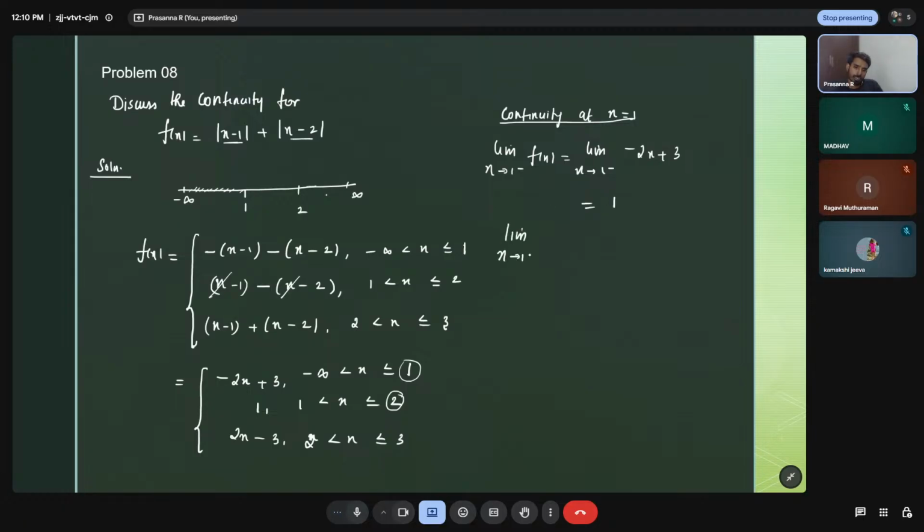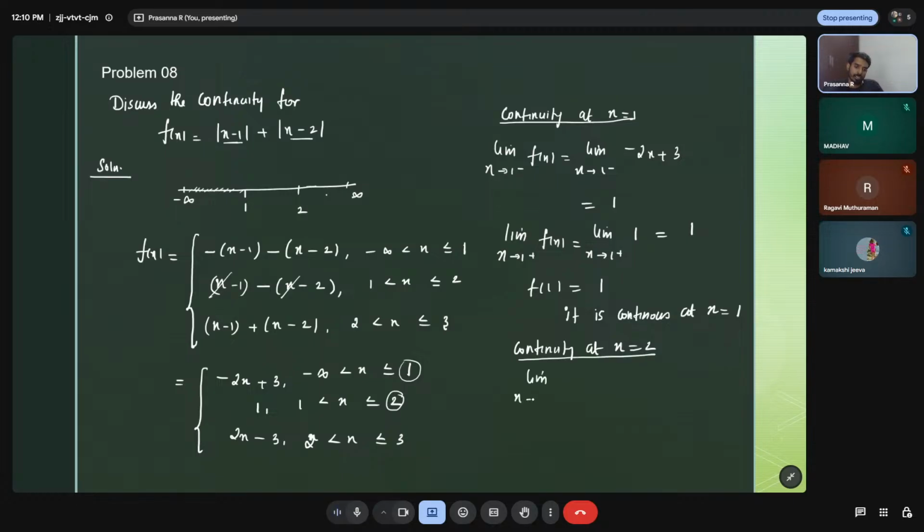Now limit x tending to 1 plus of f of x. To the right of 1, your function is a constant function. And what about f of 1? f of 1 is again 1. It is continuous at x equal to 1. Now you check continuity at x equal to 2.